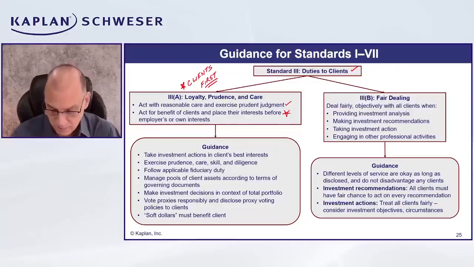Commit that to memory. So what's some of the guidance here? We want to take investment actions in the client's best interest. That gets the star. We want to exercise prudence, care, skill, and diligence. We've got to follow that applicable fiduciary duty. We want to manage pools of clients' assets in terms of their governing documents. And what would be a good example of their governing documents? Investment policy statement. Make investment decisions in the context of the total portfolio. That gets a good star too.